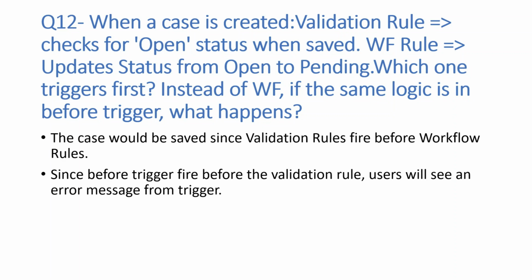12. When a case is created, validation rule checks for open status when saved. Workflow rule updates status from open to pending. Which one triggers first? Instead of workflow rule, if the same logic is in before trigger, what will happen? So the case would be saved since validation rules fire before workflow rules. And in the case of before trigger, it fires before validation rules. So user will see an error message from trigger.